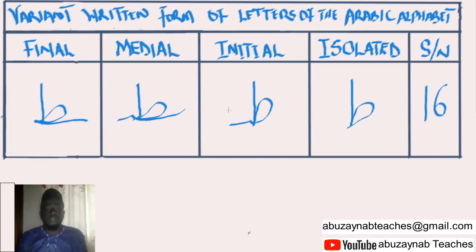To can be joined to a succeeding letter in case of initial form, can be joined to a preceding and succeeding letter in case of medial form, and can be joined to a preceding letter in the case of its final form.